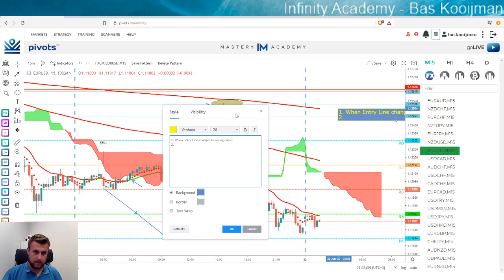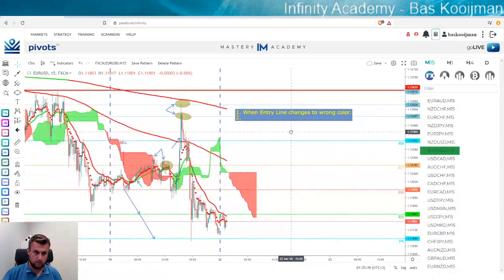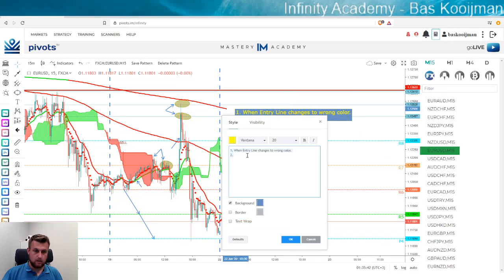2. The second reason why to go out. 2 is price goes to wrong side of Ichimoku cloud. 3. Price crosses important pivot levels, R8 or +1 in this case.